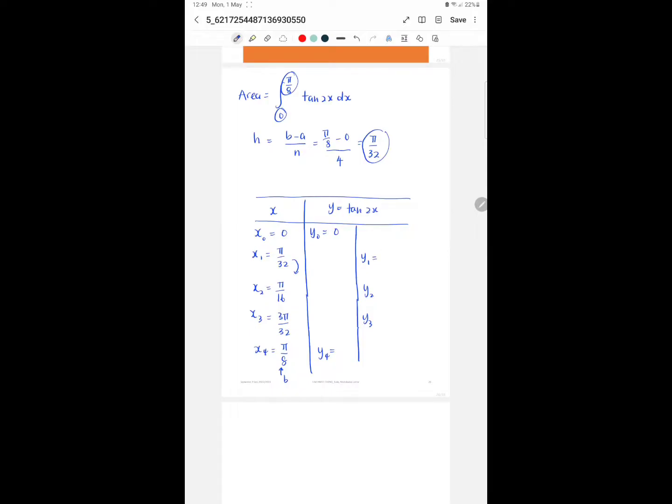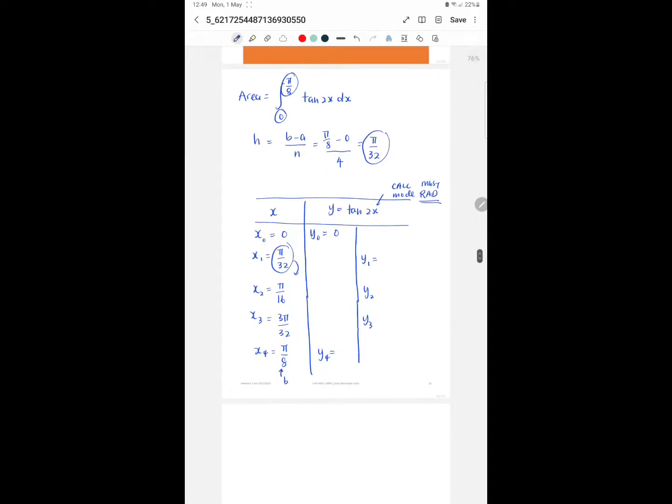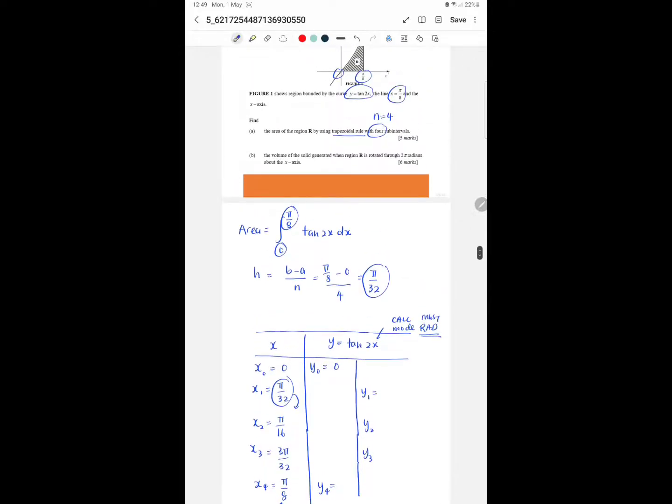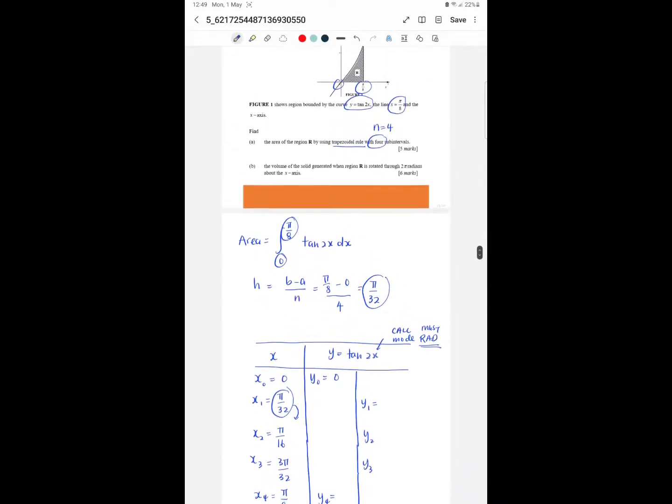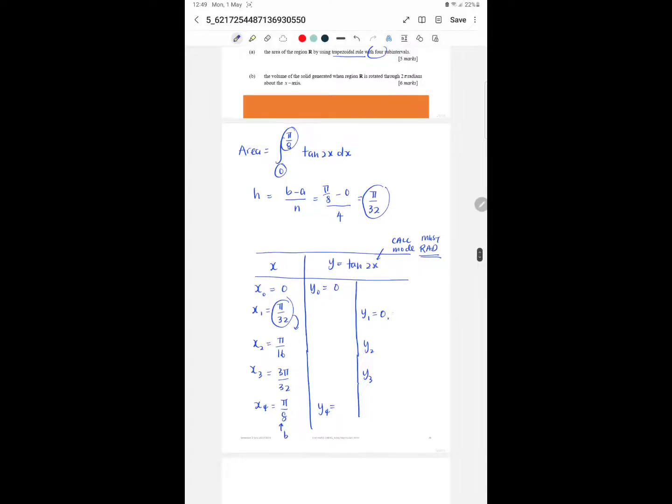For y1, you key in tangent 2x in your calculator, alpha x here, and then press calculate pi over 32. Make sure your calculator mode is in radian, right? It must be in radian. So when we calculate that, we get 0.1989. We will give the answer to 3 significant figures, so here we are going to leave 4 significant figures.